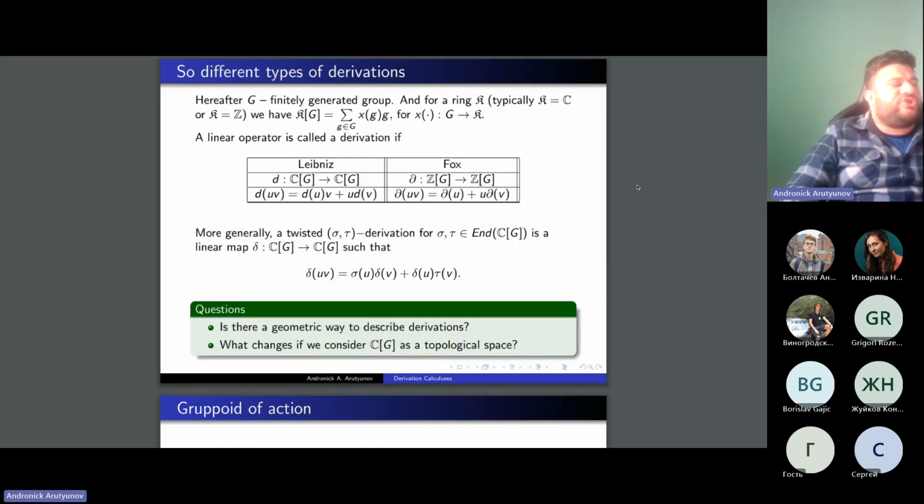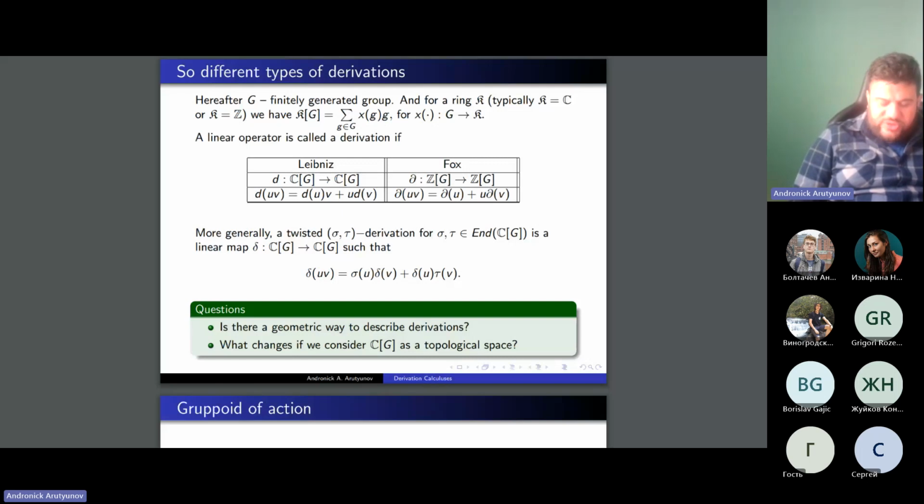Also, there's a more generalized type of derivations, so-called sigma tau derivations. So if you have got two endomorphisms sigma and tau, then a linear map is called a sigma tau derivation if it satisfies the twisted Leibniz condition.